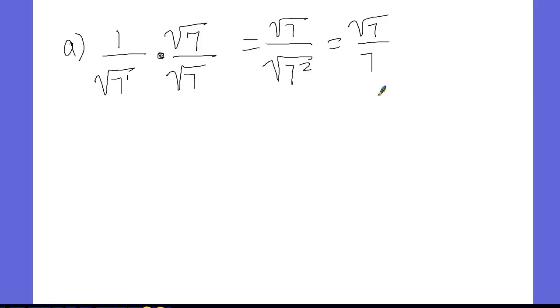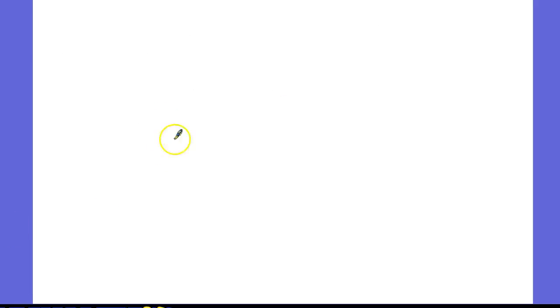Okay, so let's see if you get it. Let's try B. For B, you have the cubed root of 2 over the cubed root of 7. Now, the cubed root of 7 is irrational. It's not a perfect cube, non-terminating, non-repeating. Thinking about that, I can only multiply it by 1 and keep it equivalent. But what form of 1 am I going to multiply it by? What do you think?